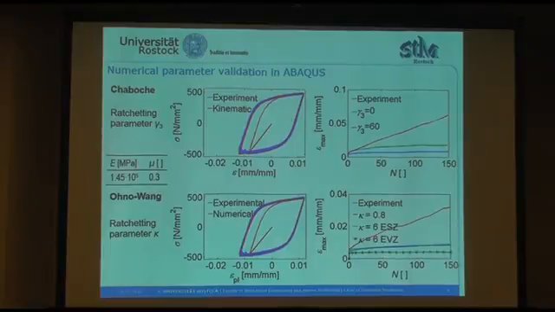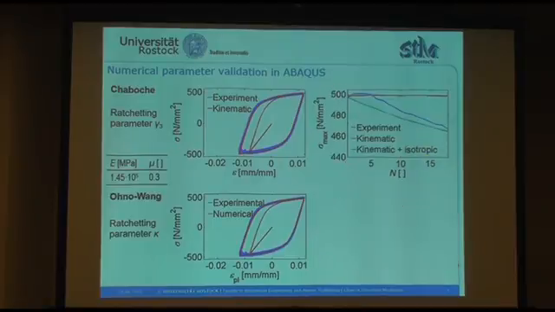Next to the ratcheting parameters, there is an influence of the element type. That means the usage of plane stress elements leads to a better description of ratcheting behavior than under the usage of plane strain elements. I did not only use kinematic hardening parameters in the Chaboche model, I also combined it with isotropic parameters.